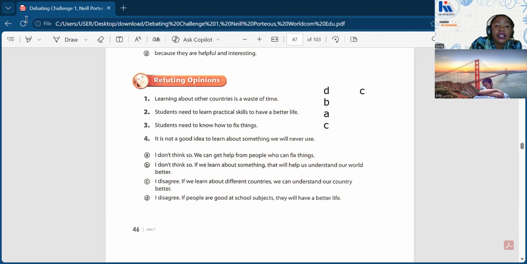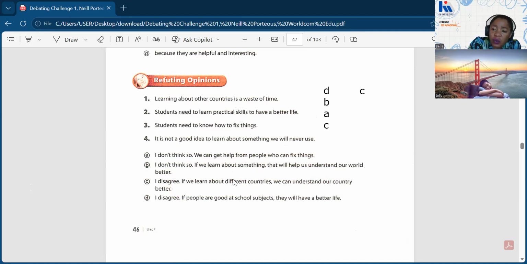Good. Now, the next one says students need to learn practical skills to have a better life. And you chose B, which says, I don't think so. If we learn about something, that will help us to understand our world better.